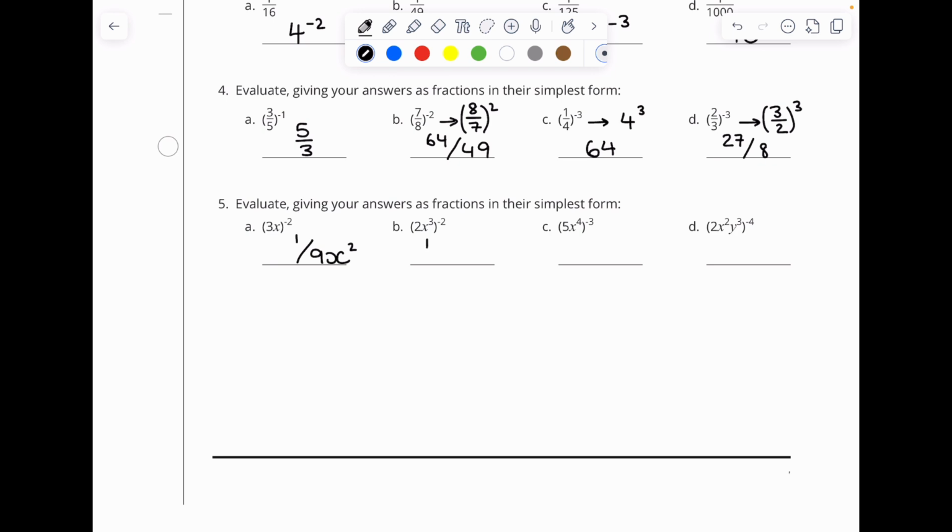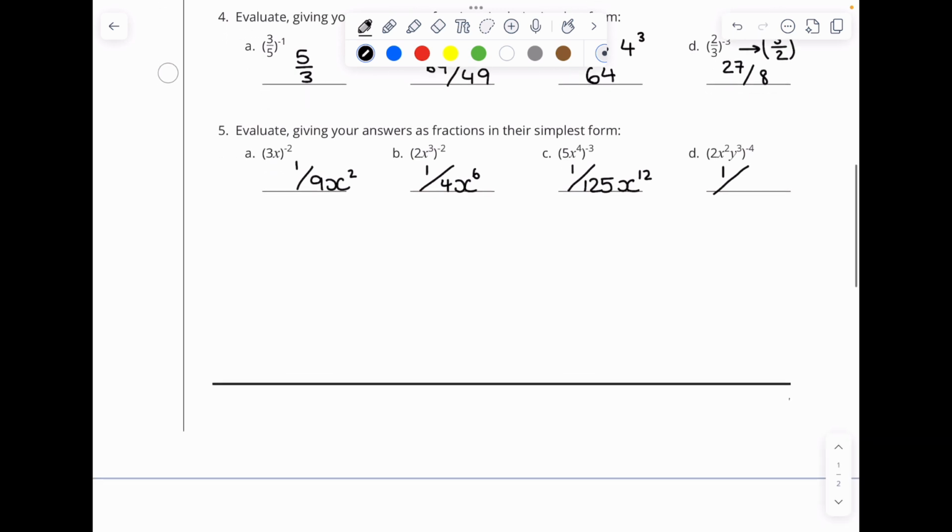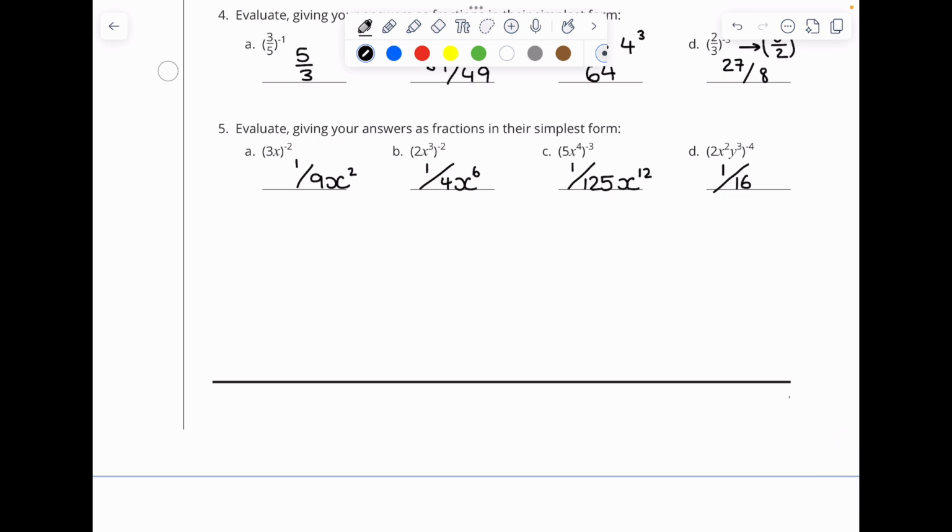Again, we'll do the same thing on the next one. So this becomes 1 over, and then we need to square both parts. So 4x to the 6, remembering to multiply those powers. For the next one, this is going to become 1 over 125. Then multiply your powers, x to the 12. For the last one, this is going to become 1 over 2 to the 4, which is 2, 4, 8, 16. Then we've got x to the 8, y to the 12.